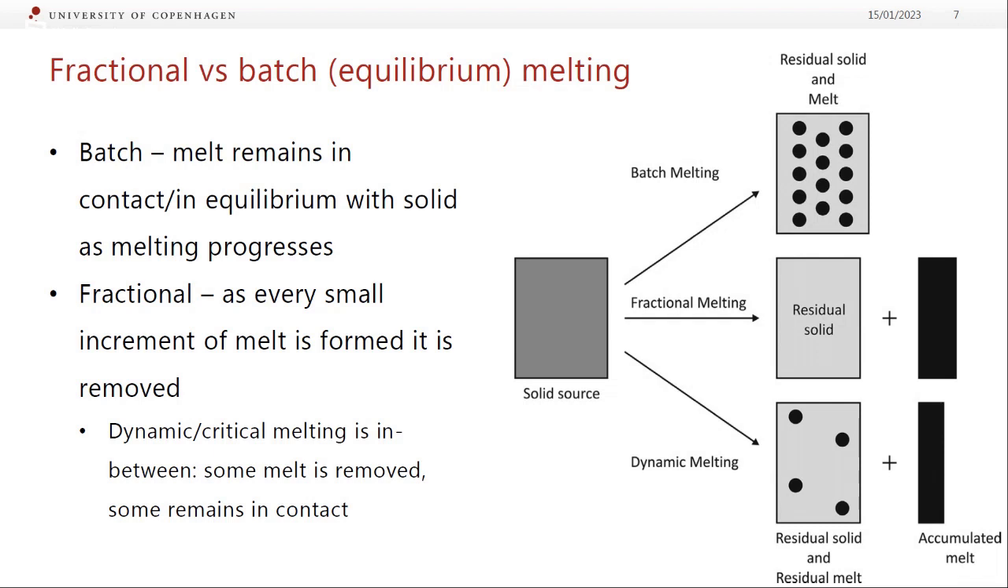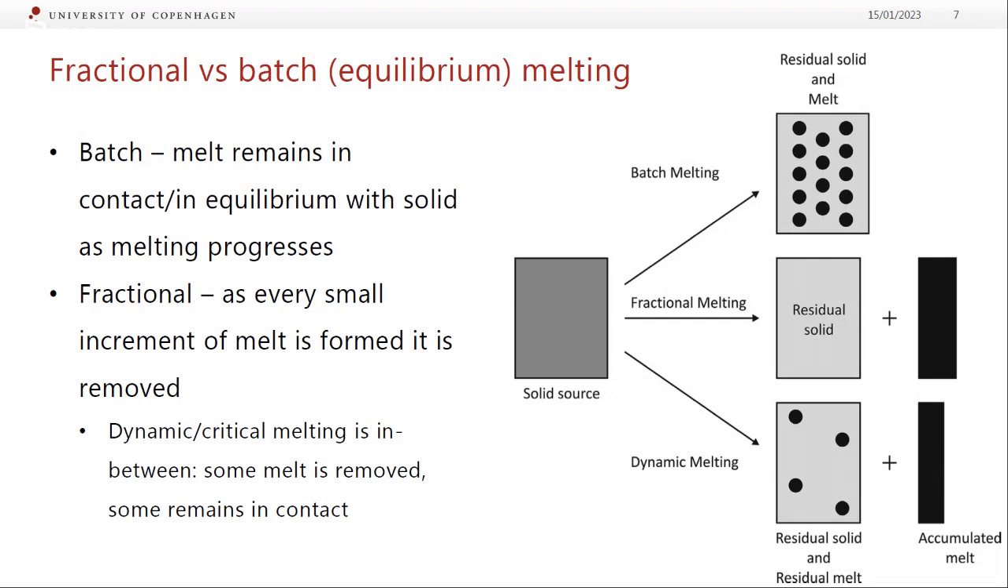For fractional melting, as soon as you form a little increment of melt, it is removed. That could be because it's buoyant and it flows upwards. And so you're left with a residual solid plus some amount of accumulated or not accumulated melt. So all these little increments, they can either get to the surface quite quickly as little incremental melt fractions, or they can mix somewhere in a magma chamber or a channel or something.